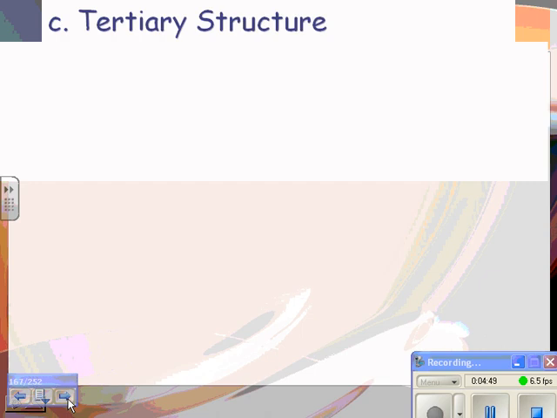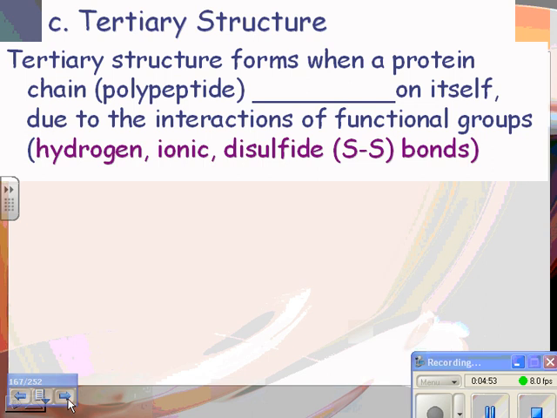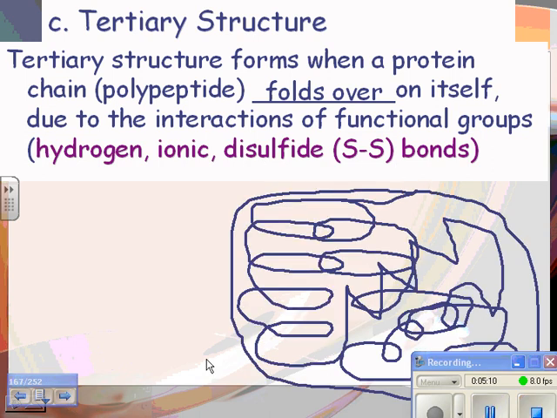So the secondary structure is due to hydrogen bonds. The tertiary structure is when the whole thing folds over on itself. So the tertiary structure forms when a protein chain or a polypeptide folds over on itself due to the interactions of functional groups. You can have hydrogen bonds, ionic bonds, disulfide bonds, which means a sulfur bonded to a sulfur. And so let's take a look at that.